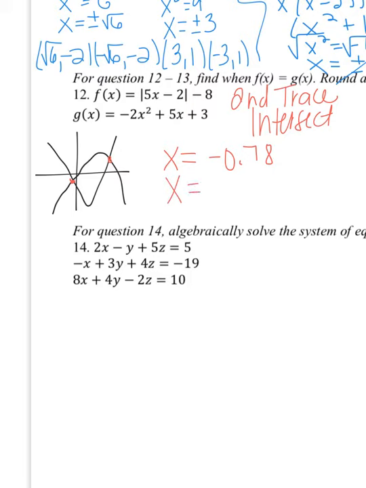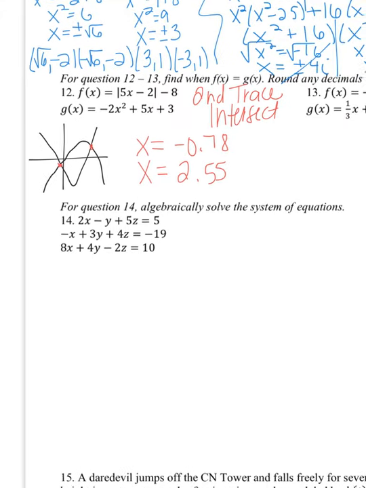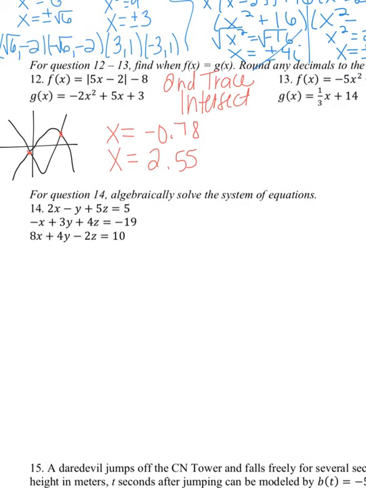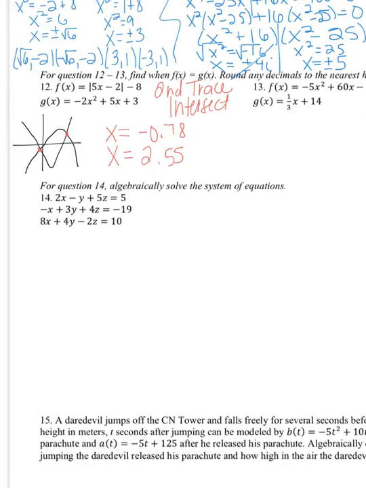You have to find the other one as well. Second, trace number 5 again. Now you move your cursor to be on top of the other point. To 2 decimals, you should get 2.55. Again, unless it says algebraically, this usually would be a multiple choice question because you would just plug it right into the calculator.